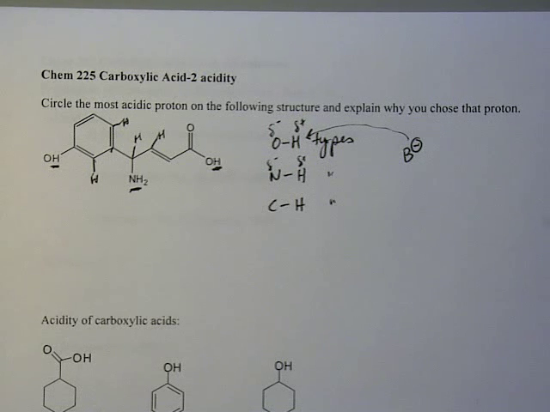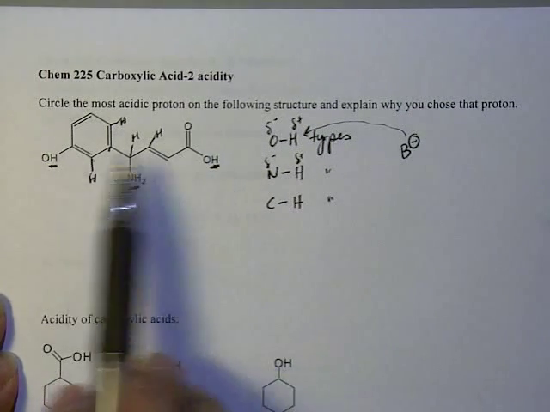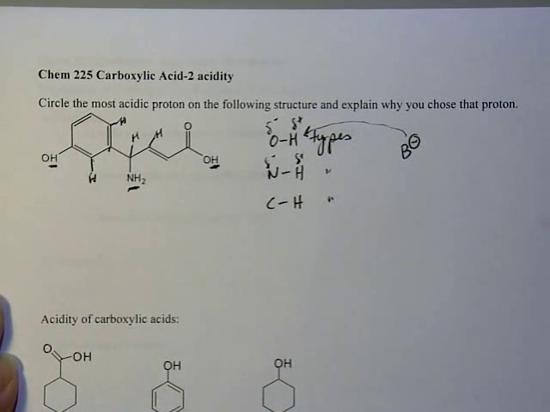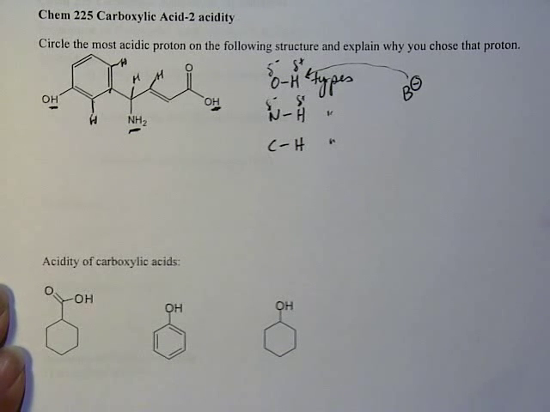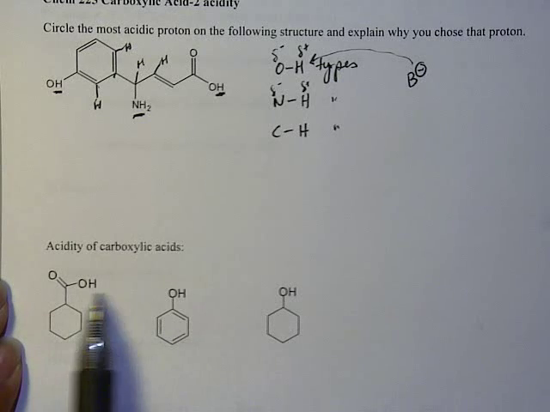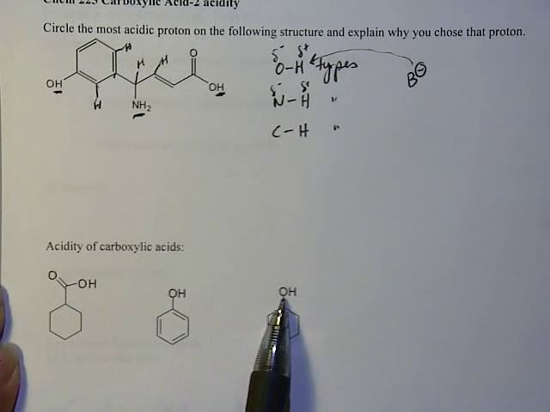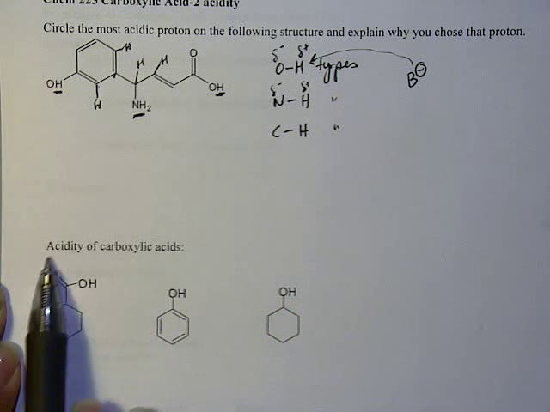So continuing on with the last lecture and talking about carboxylic acid and its acidity, we finished with saying that the OH groups are the most acidic in this structure. So if that is the case, then how do we know which OH is the more easily removable or the most acidic proton present? So let's look at OHs, and I have three OHs.